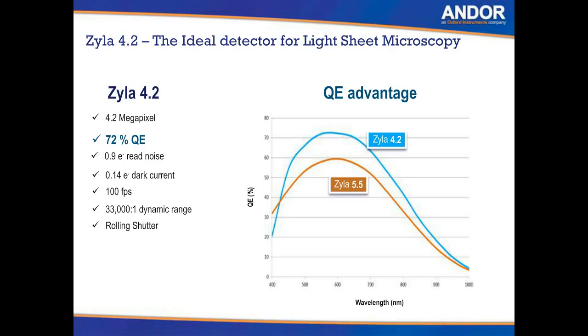So it has a 72% quantum efficiency, so it's 12% higher quantum efficiency than the other range of sCMOS chips. This is because it's a 4-transistor sCMOS camera, and it has essentially lost one of the transistors from the pixel. It means that you don't have a global shutter readout mode.